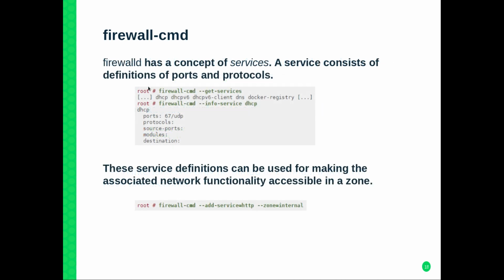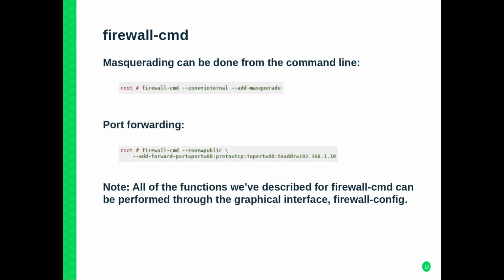If we look at other things we can do with the Firewalld environment, it has the idea of what's called a service, which consists of ports that might be used and protocols, UDP or TCP and so forth. Those service definitions can be used for making the associated network functionality accessible in a zone very quickly by referencing the service like HTTP or SSH and so forth. We can also set masquerading from the command line by saying which zone we're doing masquerading for, or port forwarding, where we say when a port is requested on this port, send it to that machine over there on that port. Forwarding and masquerading, as you probably are already familiar with.